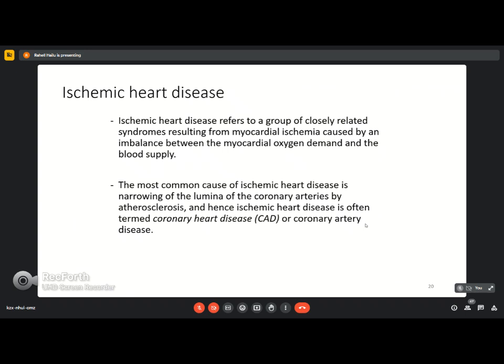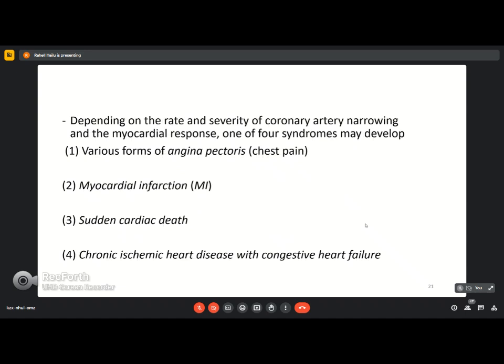So ischemic heart disease is basically the symptoms that result from myocardial ischemia, an imbalance between myocardial oxygen demand and the blood supply. And the most common cause is the narrowing of the coronary arteries by atherosclerosis. So the clinical manifestations are in major forms. The first one is angina pectoris. You have different variants. And you have the myocardial infarction. This is actual death of the heart muscle as a result of ischemia.